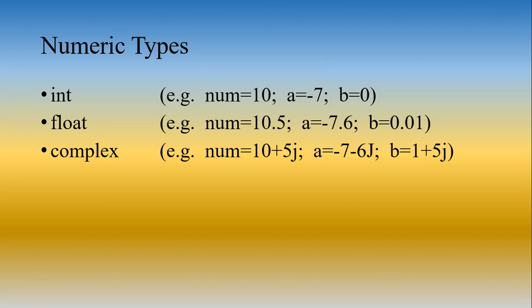Complex. Complex represents values in the form of a plus bj. Now this j can either be a small j or a capital J, where a represents the real part and b represents the imaginary part. Say 10 plus 5j, minus 7 minus 6j, 1 plus 5j, 2 plus 3j, etc.